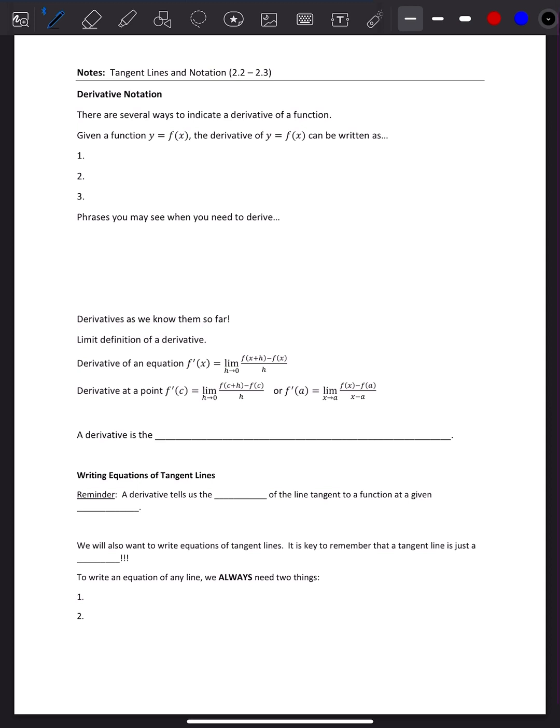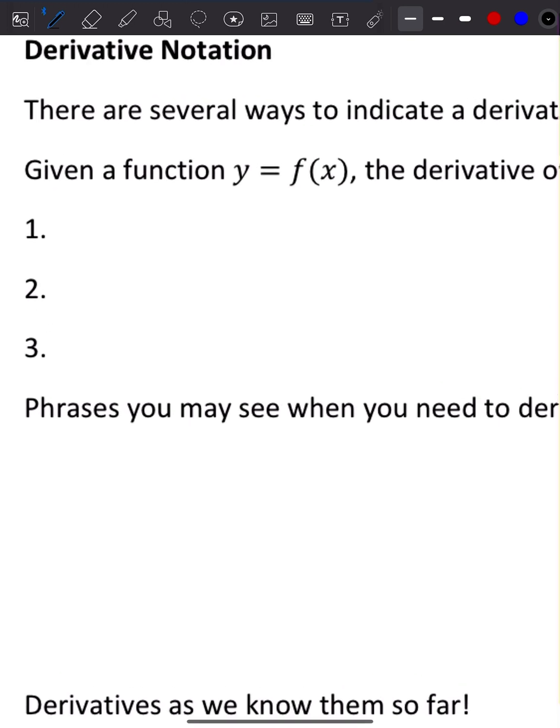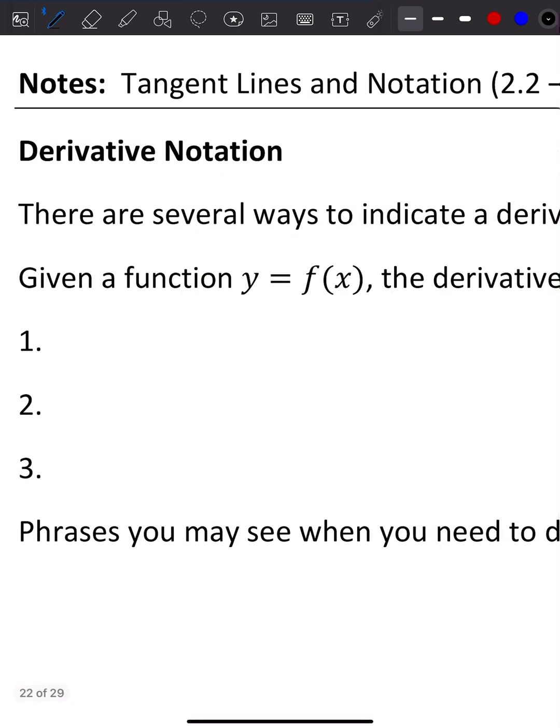So the first thing we need to talk about is derivative notation. These are ways that we can tell that it is a derivative, or ways we can write to show that our function is the derivative. Given a function y equals f of x, the derivative can be written a couple different ways. One of the most common looks like it has an apostrophe on it. This is f prime of x.